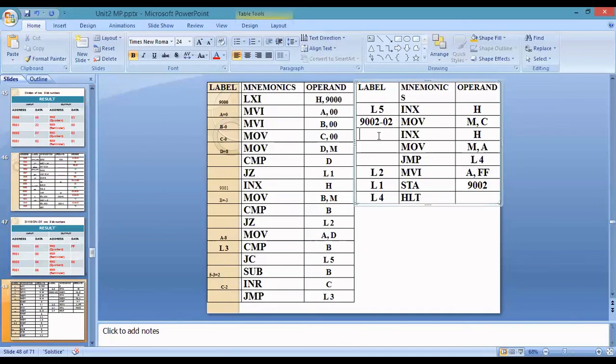Next is increment the HL register pair, so 9003. Already 9002 holds 2. Next is move A comma M. What is the value in the A register? 2. So at 9003, the value is 2. Next is jump L4. It will come and halt. So if you divide 8 by 3, the quotient is 2 and the remainder is 2. So in this program, we can give any types of inputs.